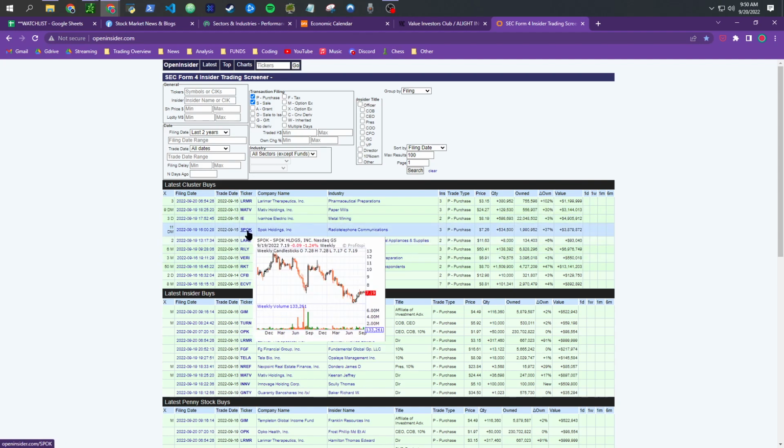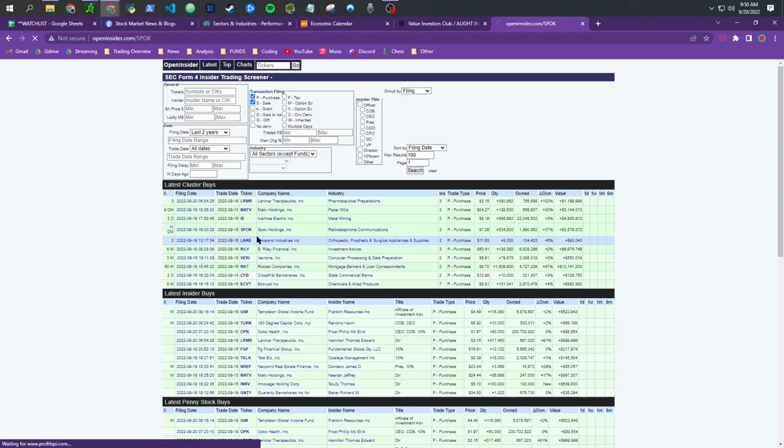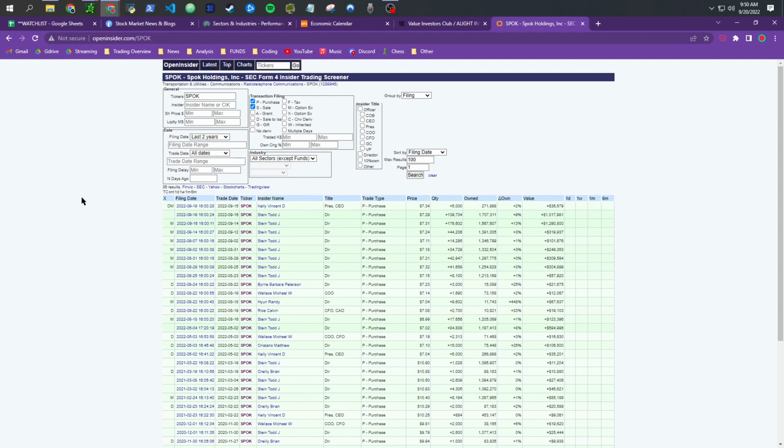Let's see. What do we got here? What is this? Spock Holdings, radio telephone communications. That just sounds like a potential company in distress. Wow, this one has a ton of buying. Okay, so this is interesting.